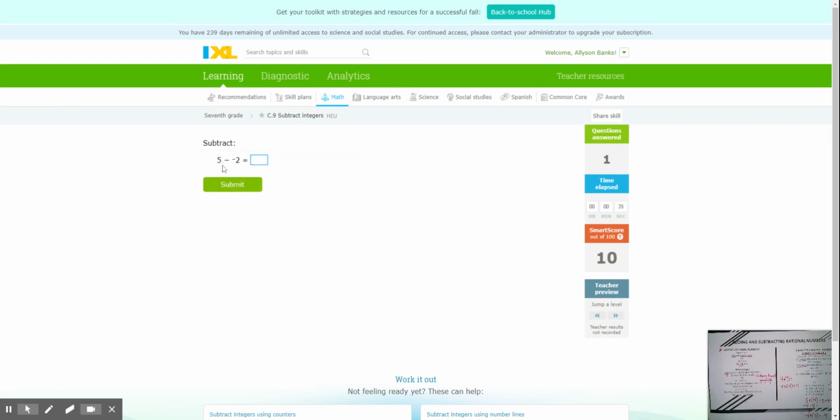Okay. All right. So this one is 5 minus -2. So we are going to do change, add the opposite. So now we have 5 plus +2, which makes them both the same signs, and that you just add them and keep the sign. So our answer is 7.